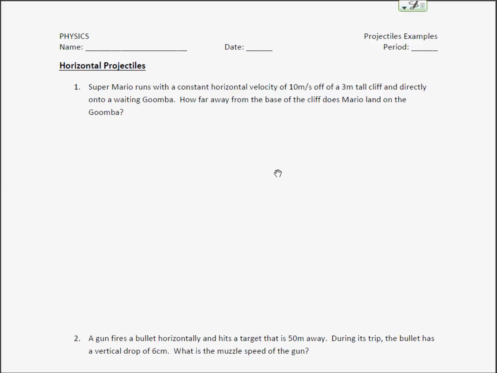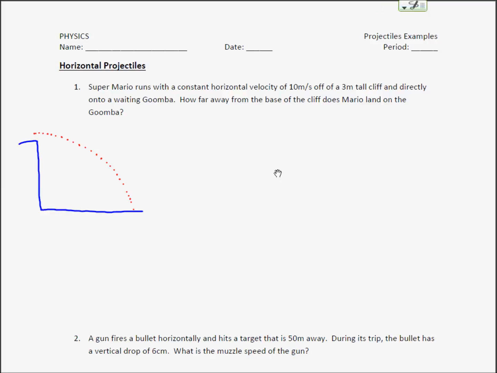So the first example that we're going to do together has to do with Super Mario running with a constant velocity off of a tall cliff. He's going to be running down and basically falling off of the edge of this cliff. We can draw a nice little picture here that'll help us understand this. We have our cliff, and Mario is going to come and fly perfectly horizontal off. Then when he does that, he's going to go down in the shape of a parabola.